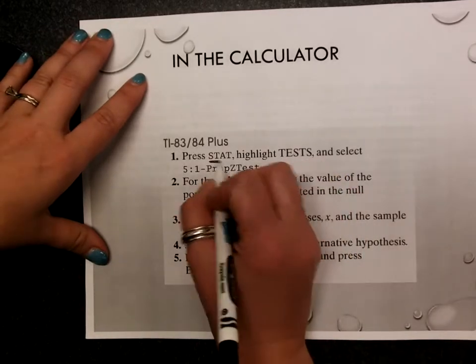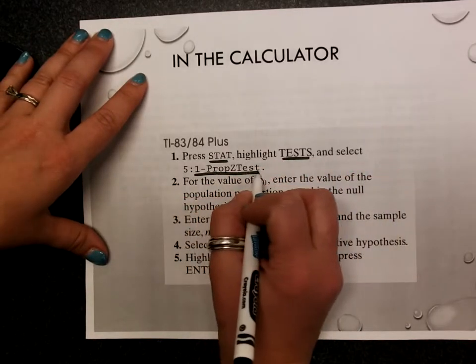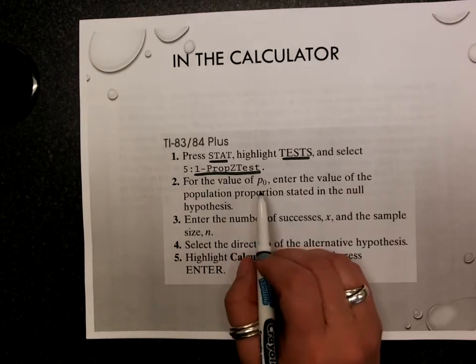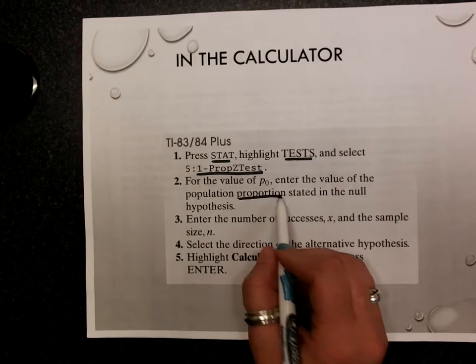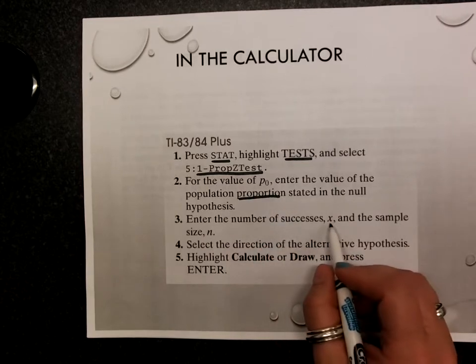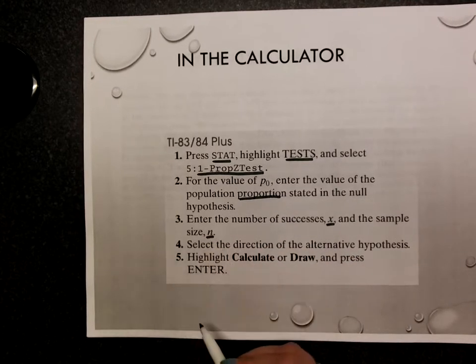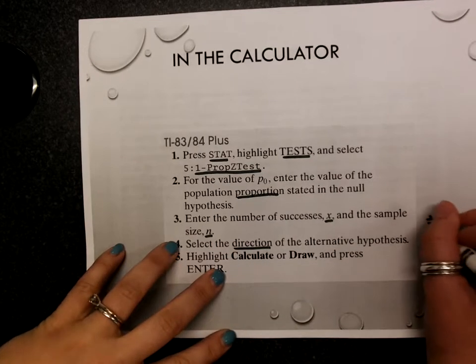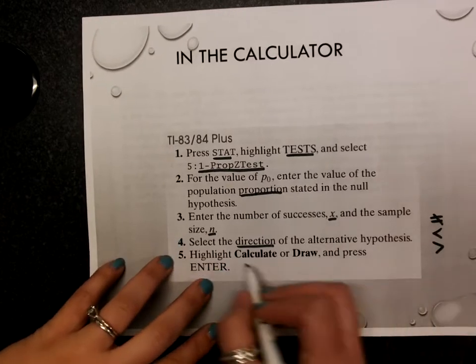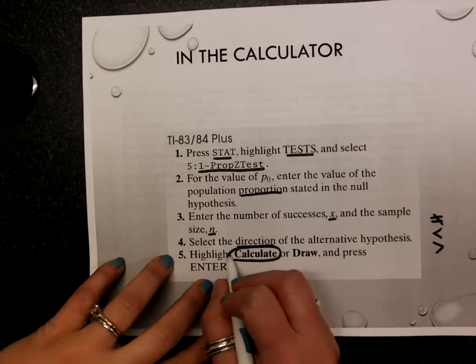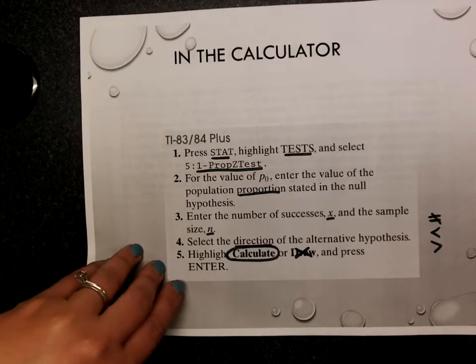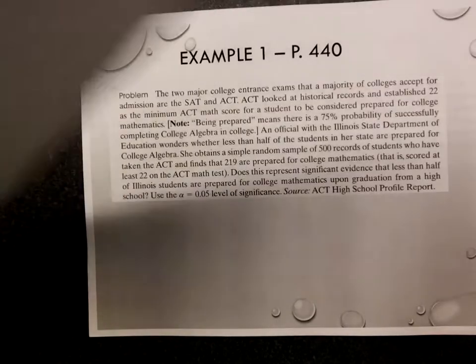So again, this is under stat tests. It's one prop z-test. Prop stands for proportion. You're going to enter the value that they give you in the null hypothesis. You're going to enter what you have, the number of successes and the sample size, and then which way you're testing. The direction will either be not equal to, less than, or greater than. You're always going to choose the calculate option. We don't use the draw function in this class. So it will walk you through the steps that it needs, and you'll enter the data it needs and run the test.